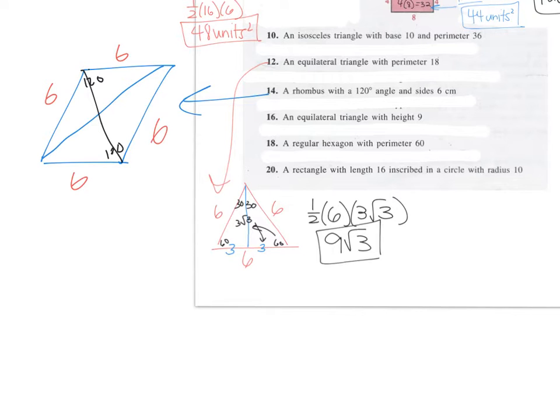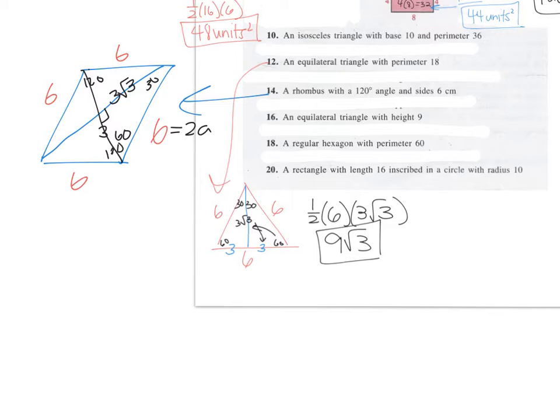The other way is this. What happens with a rhombus and its diagonals? It bisects those angles. So this is 60. What else happens? They're perpendicular. So this is a right angle. This is a 30, 60, 90 triangle. Opposite the 90 is your 2A. So this would be 3, and this would be 3 root 3.